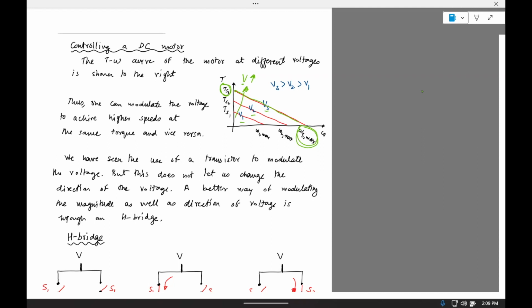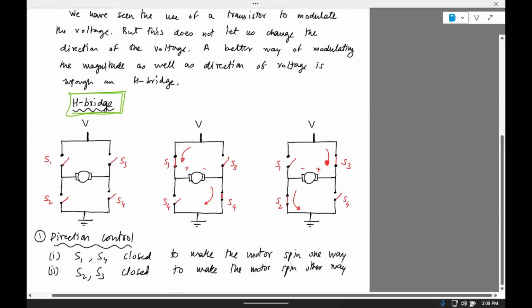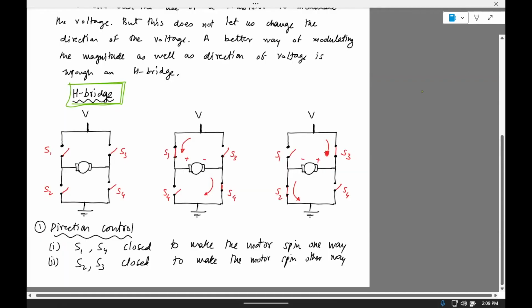But you really can't sit there turning knobs. What you need is a circuitry which will do that. And that is done by what is known as an H bridge. Why is it called an H bridge? Because the way it is wired looks like an H, as you can see here. The circuit consists of 4 switches, S1, S2, S3, S4. This is your motor in question. You can see that it is connected to all the switches in a particular fashion.